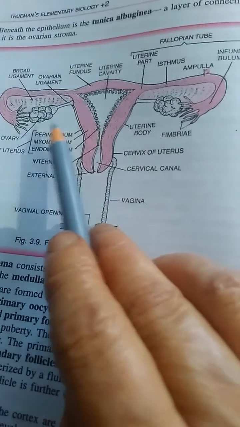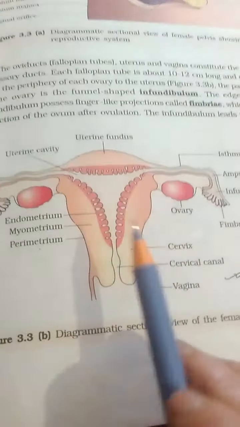So in this diagram you can see these are the ovaries. This is one ovary, this is another ovary. The diagram is even given in your NCERT book. These are the ovaries, right? The ovaries are attached to the uterus by ovarian ligaments. So you can see these are ovarian ligaments with which ovaries are attached to the wall of the uterus, right?